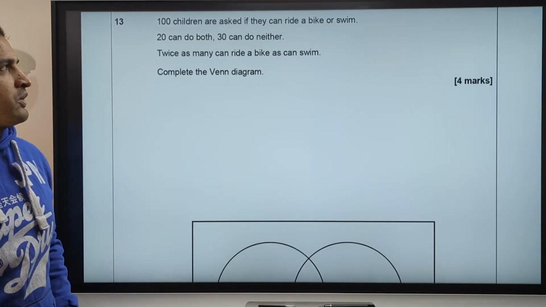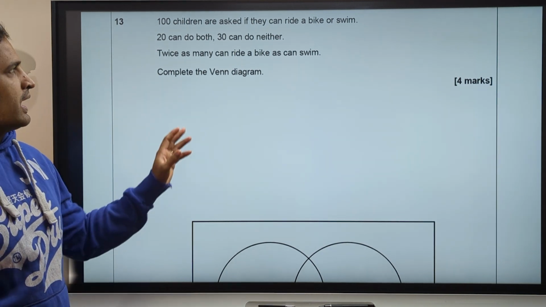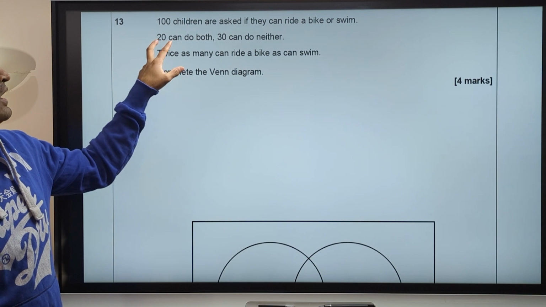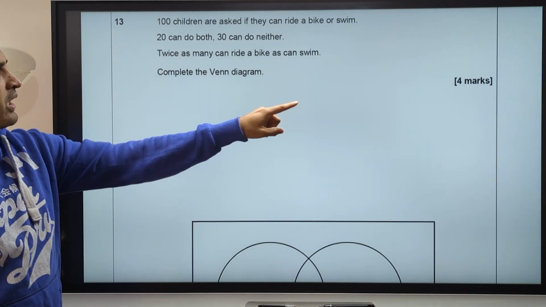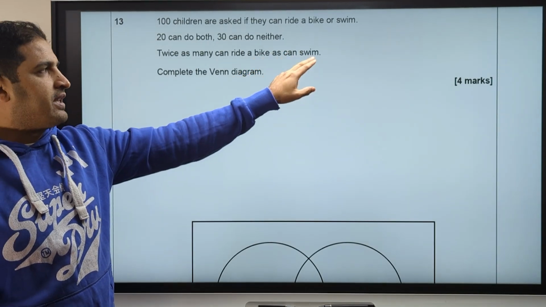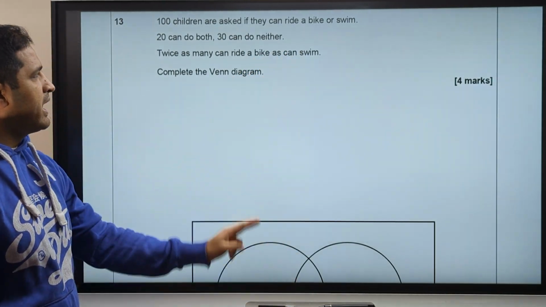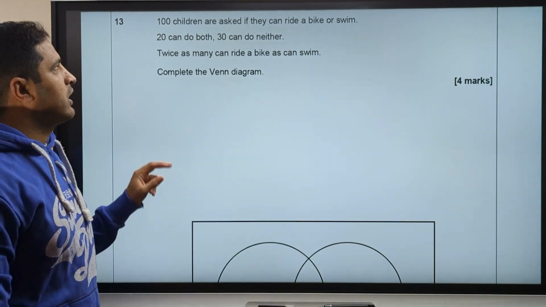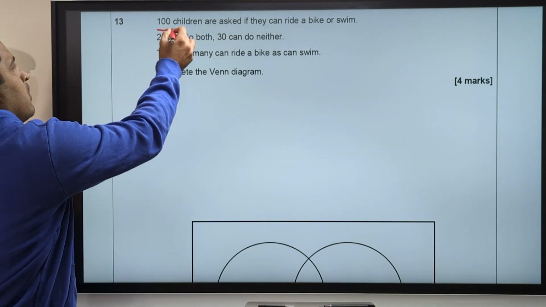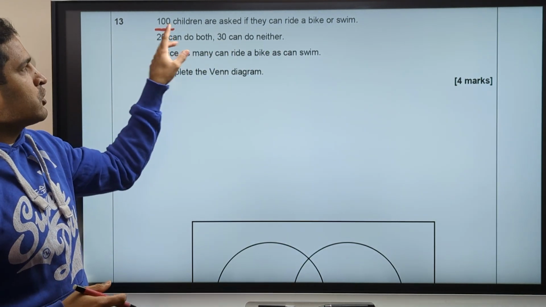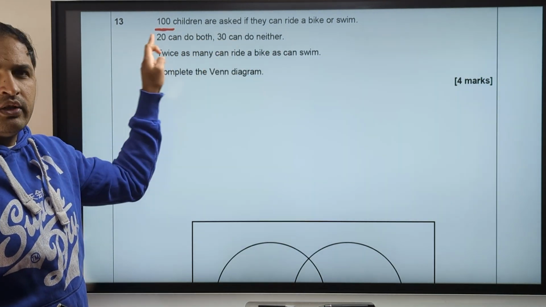100 children are asked to ride a bike or swim. So there's two scenarios. They either ride a bike or swim, or they can do both. So 20 can do both. 4 mark questions, complete the Venn diagram. Twice as many can ride the bike as they can swim. So the riding bike circle should be double the size of the swimming section. Okay, and there are hundred in total, so all 4 of those should add up to 100. 30 do neither. So we should be able to get 2 marks and put these two numbers in.